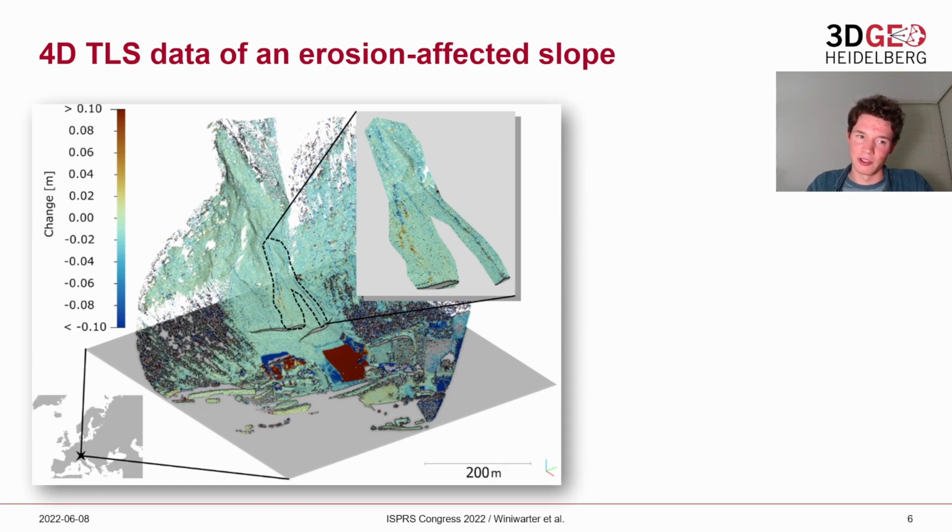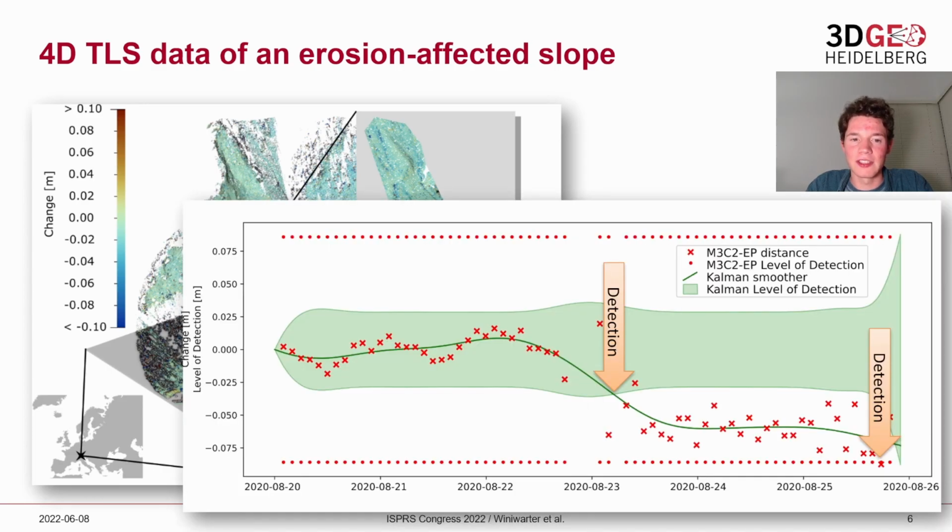This is now the difference between the first and the last epochs. You can see the change values ranging between minus 10 centimeters and plus 10 centimeters. And this is the erosion rills that we will be looking at. For each one of these core points, we can draw the time series. In this example, this is one of the erosion rills. And you can see why it's important to use the Kalman filter here. If we just use M3C2 with error propagation, we're only able to detect this change is significant very late on here, almost the last measurement. Whereas with the Kalman filter smoother, we can detect it pretty much as soon as it happens.